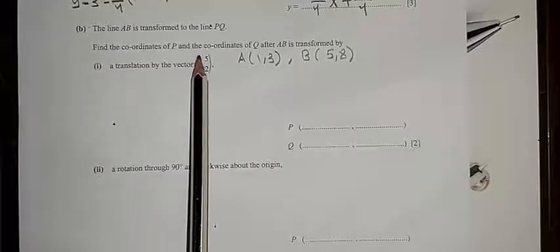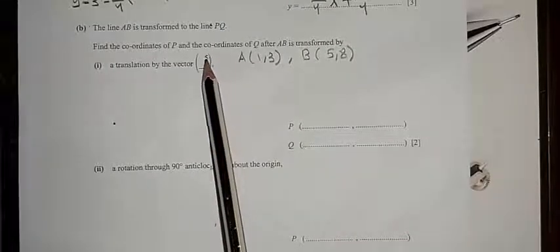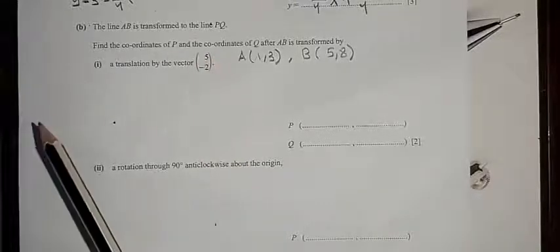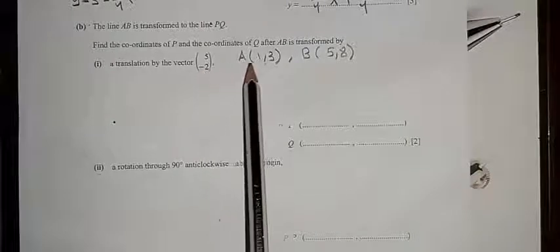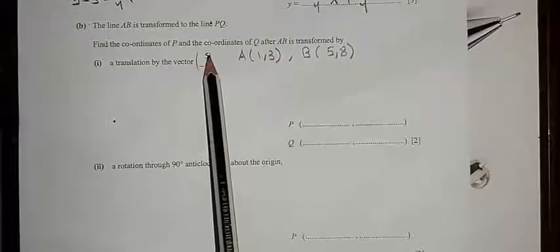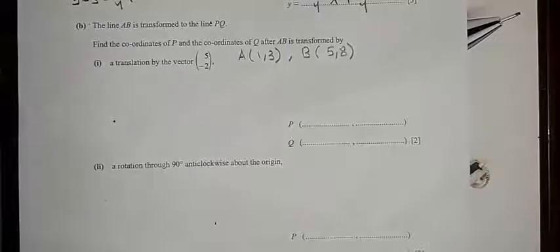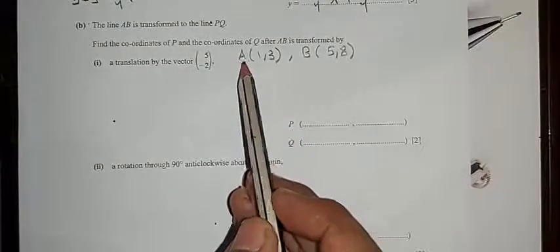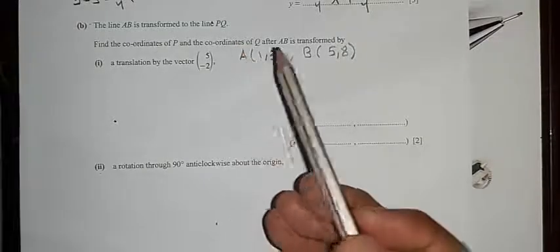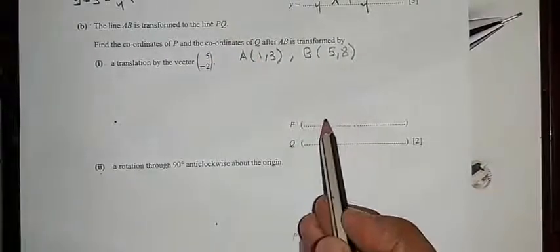Translation by the vector (5, -2) means take any point and add to x the number on the top, and the number in the bottom add to the y coordinate. It means 5 units to the right, then 2 units down. Here we will start with the point A, which will be transformed to point P. 5 plus 1 is 6, right here 6.